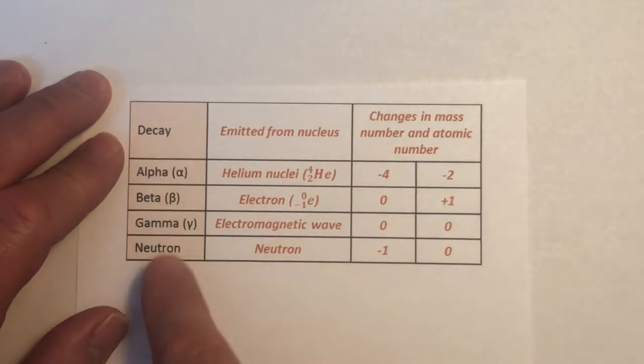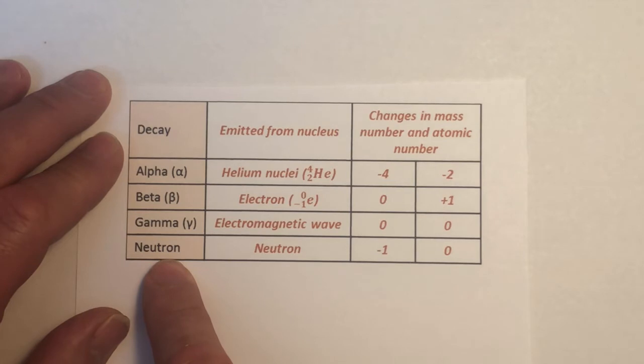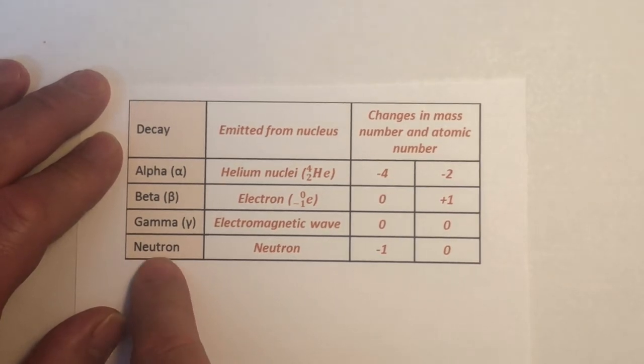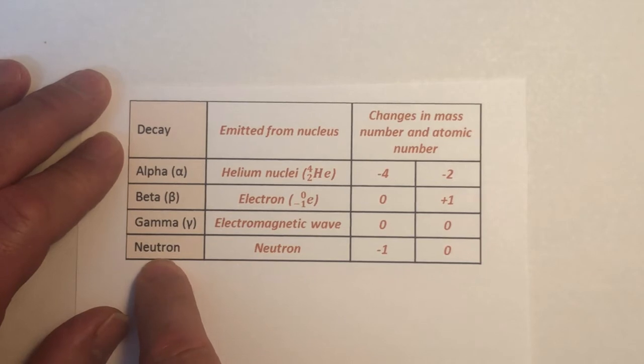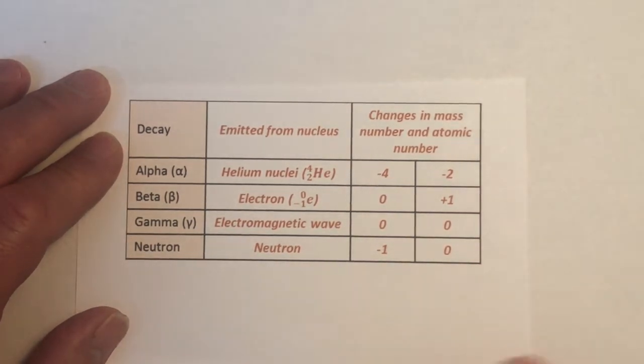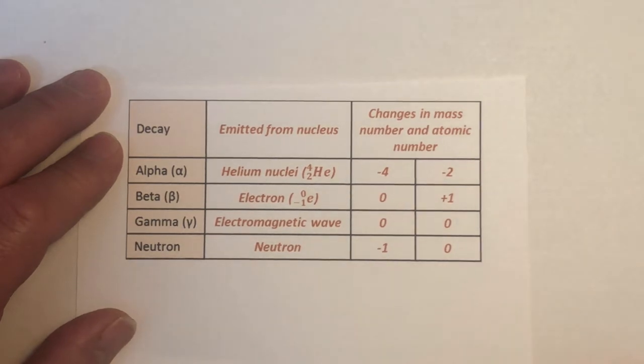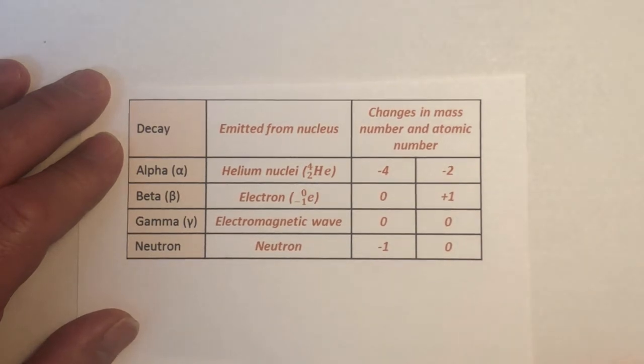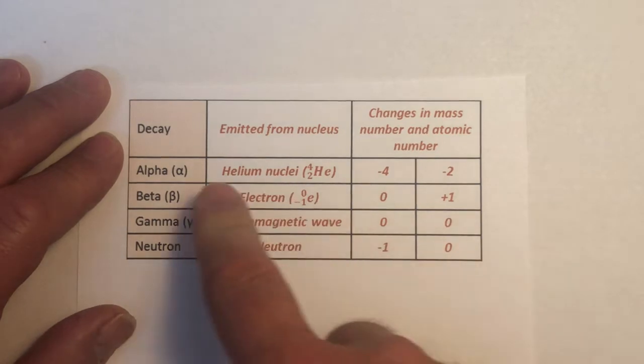They are a decay, but they don't really do very much. Basically, when there is radioactive decay, sometimes neutrons are given out. And because a neutron is a little neutral ball, it will do very, very little. It has very little ionizing power, if any.